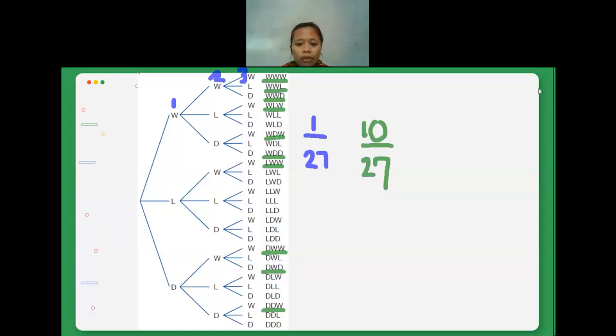Okay, now let us continue for question 3B3. Loses at least one match. So there will be at least one letter L in the game. So how many are they?